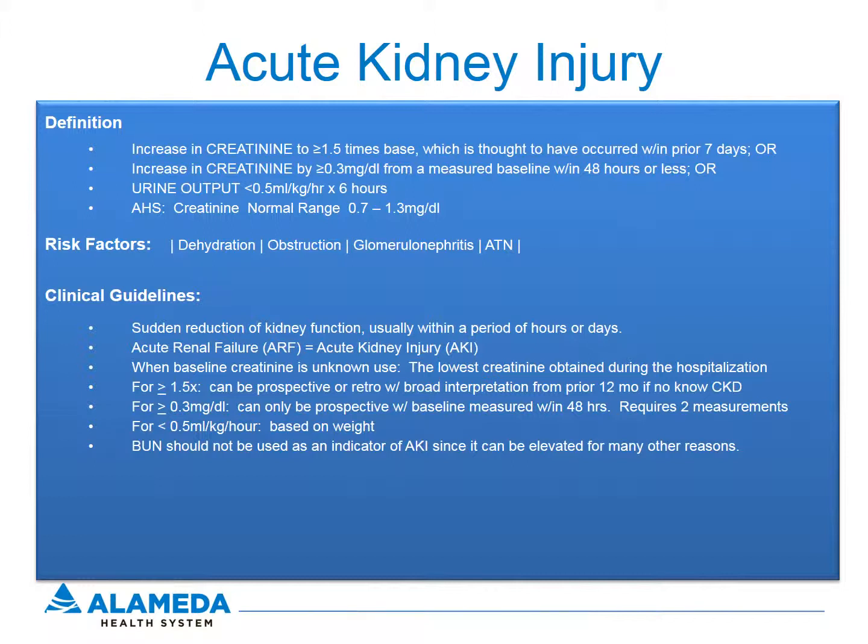Dehydration, obstruction, glomerulonephritis, and/or ATN. What are some of the clinical guidelines for diagnosing acute kidney injury? First one, there could be a sudden reduction in the kidney function that's usually within a period of hours or days. Diagnosis-wise, acute renal failure is the same thing as acute kidney injury. AKI is used more frequently.